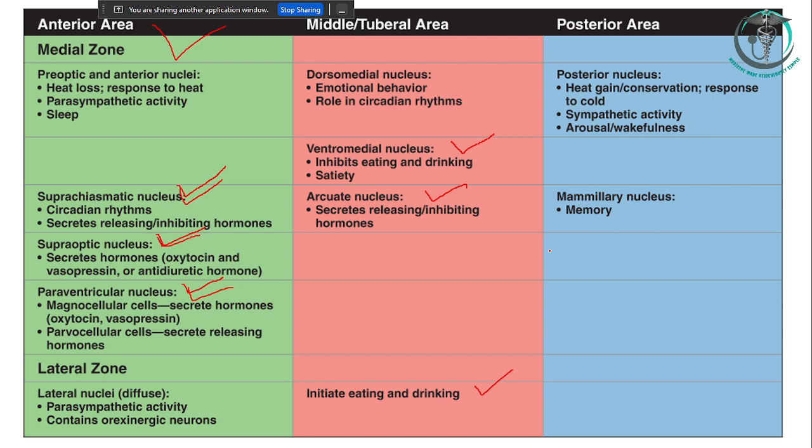Two, the paraventricular nucleus. This paraventricular nucleus is a must know as you are going for your exam. Okay? Because it has cells known as the magnocellular cells and the parvocellular cells. These magnocellular cells are the ones that also secrete oxytocin and vasopressin. Then the parvocellular cells are the ones that secrete all the releasing hormones. Releasing hormones like gonadotropin releasing hormone, thyroxine releasing hormone, all those hormones that have a releasing in them. They are actually produced by the parvocellular cells. Where are the parvocellular cells located? They are located within the paraventricular nucleus on the anterior area of the hypothalamus.